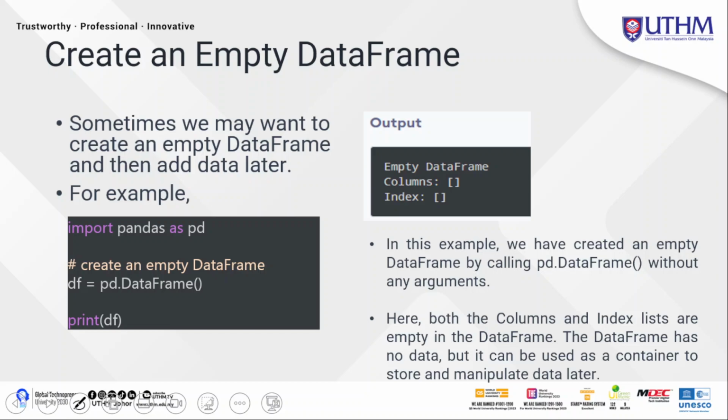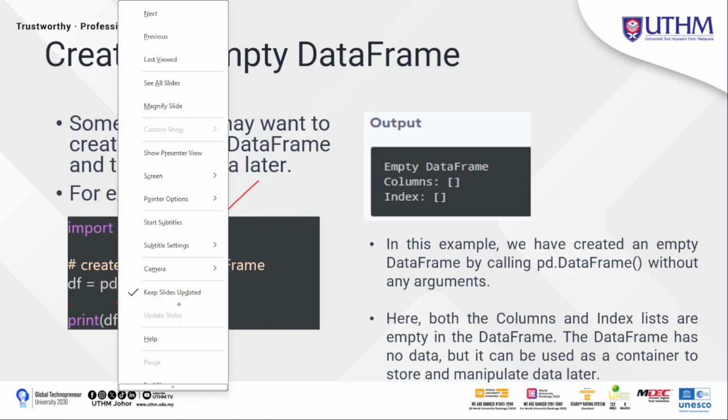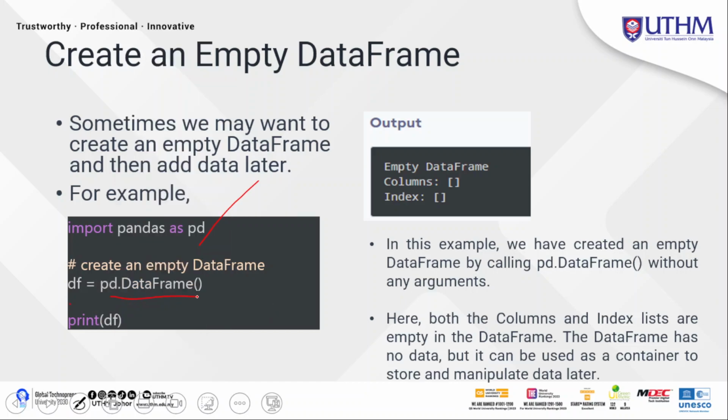Next, create an empty data frame. Sometimes we may want to create an empty data frame and then add data later. So we can add later. We just create the empty table. Okay, in this case, for your easy understanding, we just create an empty table. It doesn't look like a table now, but it just shows that you import pandas first and then df equal to pd.DataFrame() parentheses, print df, you will get this one. So this is your final output. This is considered an empty data frame where it shows you the columns are an empty bracket, and the index is also empty. Okay, you can add data later on.